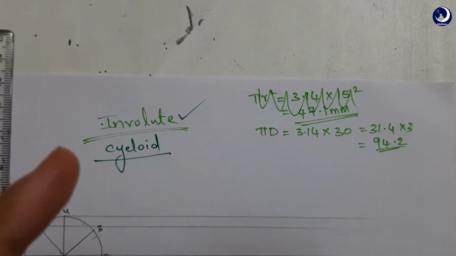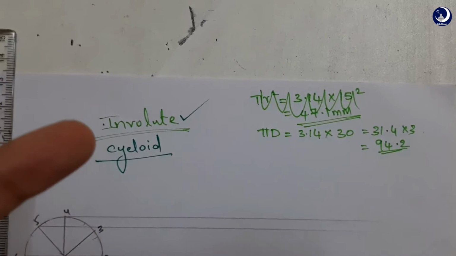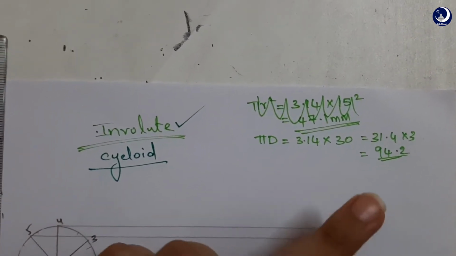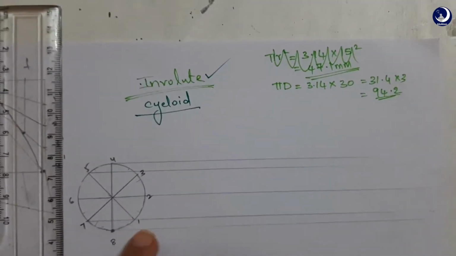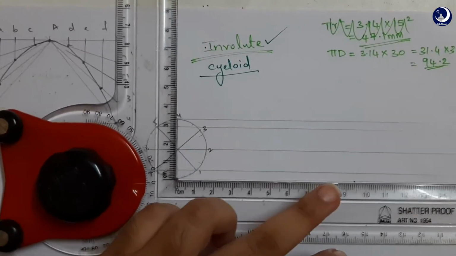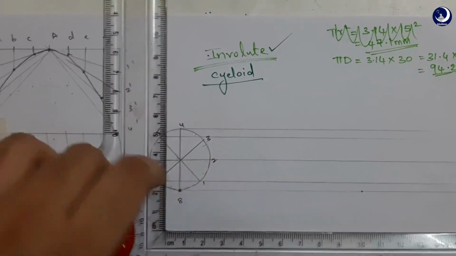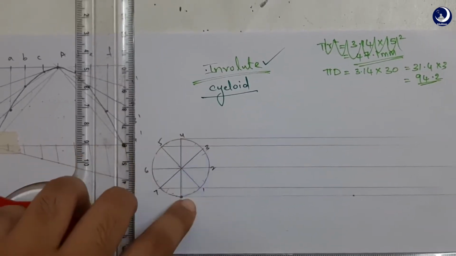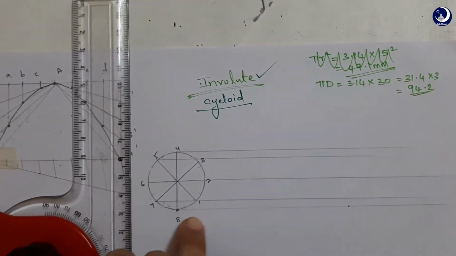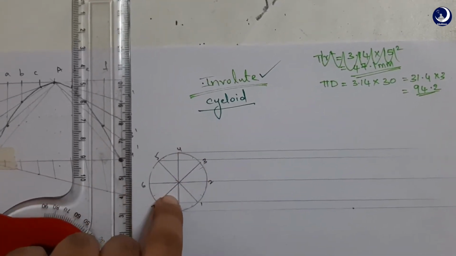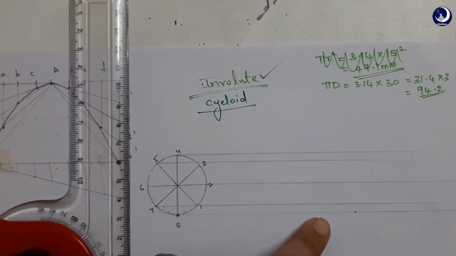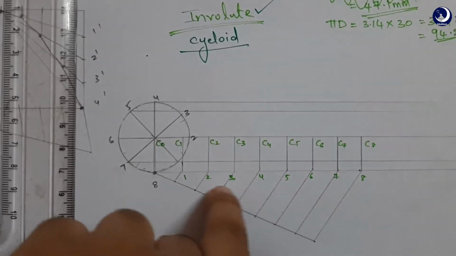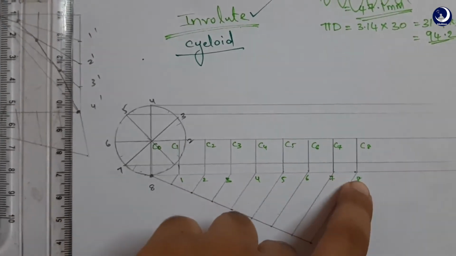Sorry about the previous calculation, I mistakenly calculated the area. Circumference is pi d, so that is 3.14 into 30, which is 94.2 mm. So that I'm going to mark here. I marked 94.2. Now we have to divide this line into 8 parts, since I've divided the circle into 8 parts. If you divide the circle into 12 parts, the line also has to be divided into 12 parts. So I divided this line into 8 equal parts and named them 1, 2, 3, 4, 5, 6, 7, 8.